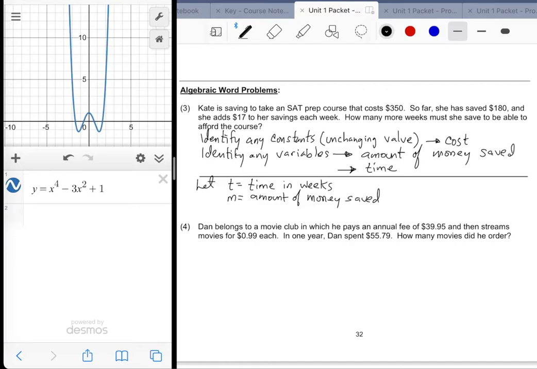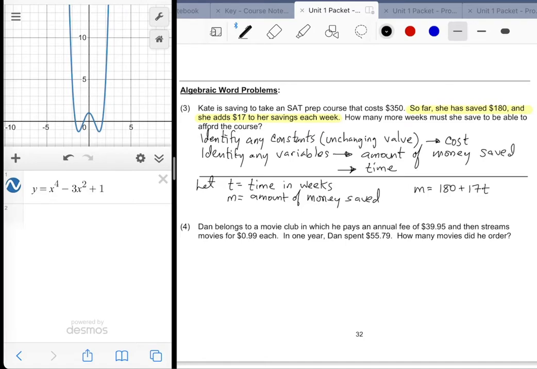So what we would say here, just ignoring that fixed cost, that $350 for a second, let's just talk about an equation that represents her process. She has saved $180. So that's a starting amount. And she adds $17 to her savings each week. So that means that the amount of money she has would start off at $180 and increase by $17 multiplied by every increase in week.